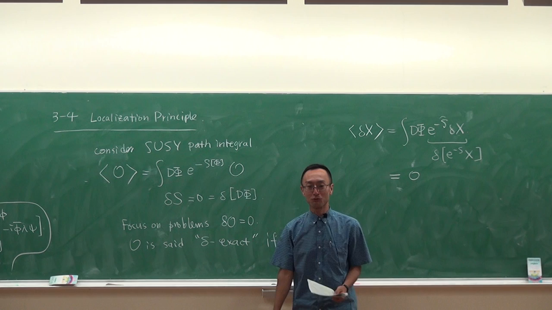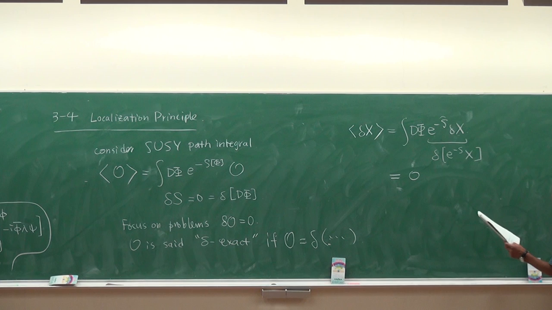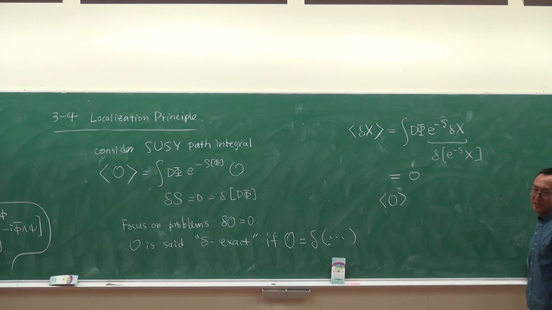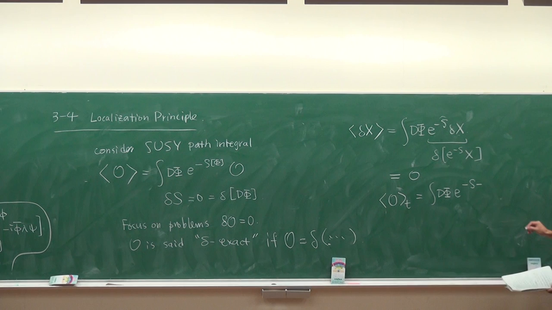Now, let's generalize this formula so that we have an additional coupling t. Let's define the expectation value of operator O in a theory deformed by a parameter t, like this. This is defined as a path integral with a modified action function, but the modification of the action is by this delta exact term.